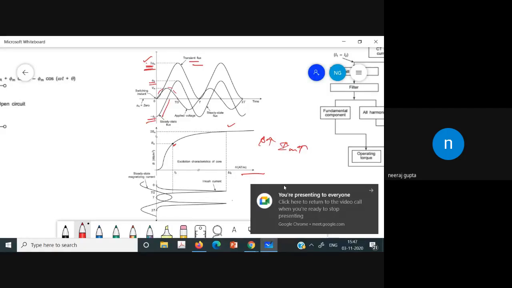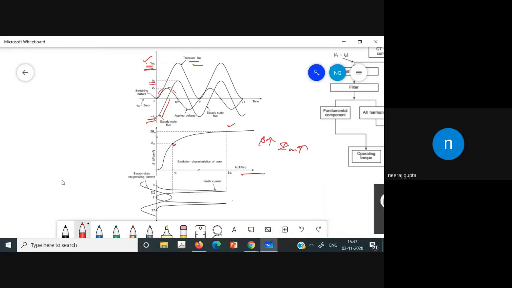Now we will discuss a small relationship: what is the value of this inrush current. Let us suppose that the voltage is represented by V, with Vm as the peak value of the voltage, so V equals Vm sine of omega t plus theta, where theta actually controls the switching instant.